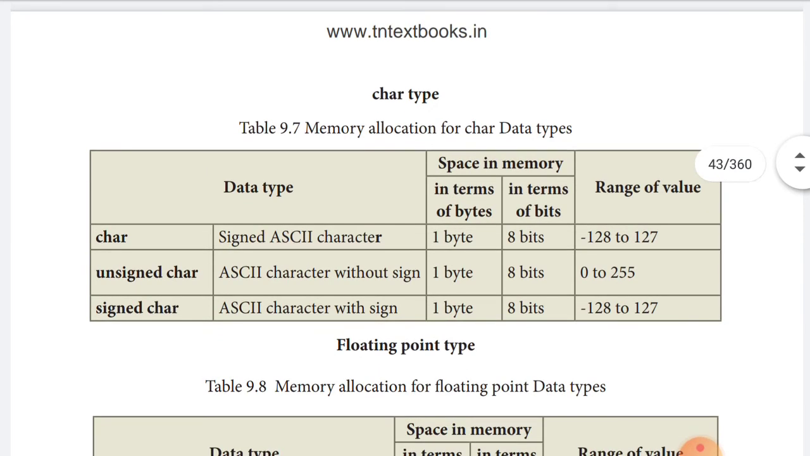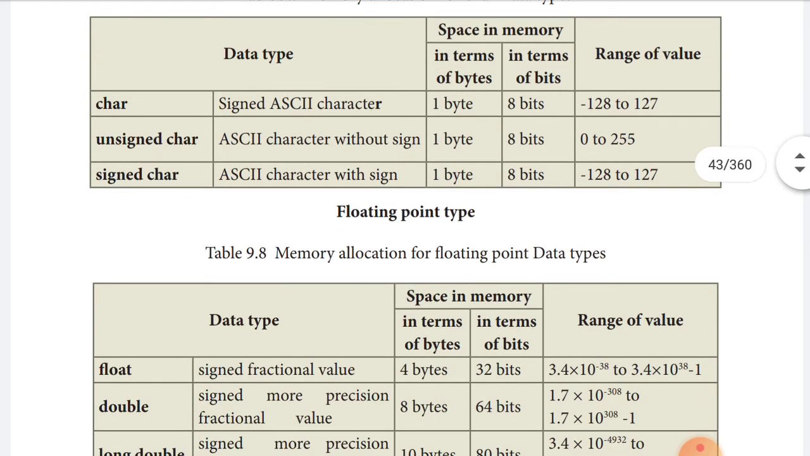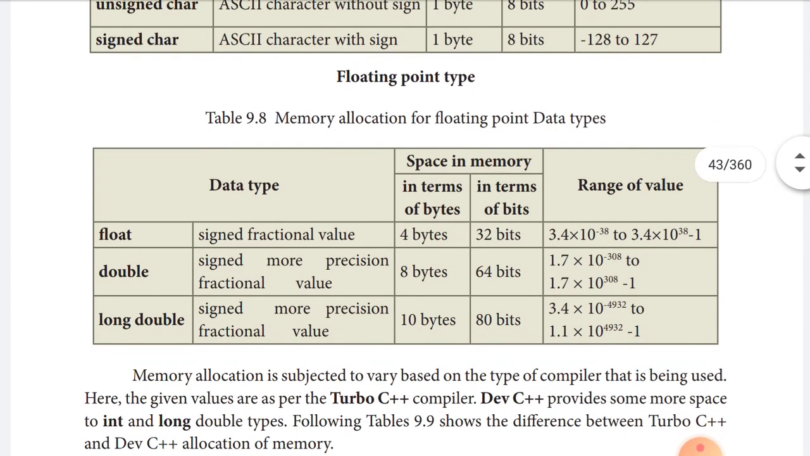Now memory allocation for the character data types. Character uses signed ASCII characters. It is 1 byte, and in terms of bits, 8 bits. 1 byte equals 8 bits. Unsigned character is an ASCII character without sign, so no minus, no plus: 1 byte, 8 bits. The signed character means plus or minus sign, an ASCII character with the sign. Here they are allocated for floating point: float, double and long double. Float means 4 bytes, double means 8 bytes, long double means 10 bytes.